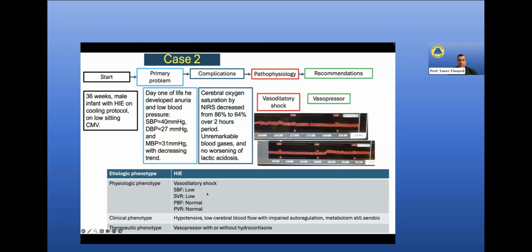So here it is vasodilatory physiology with low systemic blood flow, low systemic vascular resistance, but normal pulmonary blood flow, normal pulmonary vascular resistance. If you just keep yourself minded about these 4 categories of the hemodynamic circulation for systemic and pulmonary, then you will not miss anything. You have to define what is the systemic blood flow, what is systemic vascular resistance, the pulmonary blood flow, and pulmonary vascular resistance.